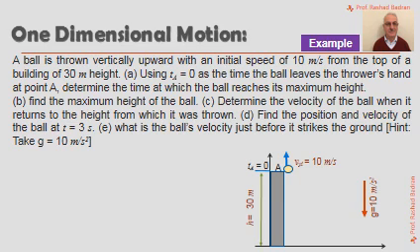Now the question is, in part A, you need to find the time at which it arrives at the maximum height, and part B, what is the maximum height it reaches. And then when it comes back at the same level as the thrower, it's required to find the velocity of the ball. And then part D, it's required to find the position and velocity of the ball after a flight time of 3 seconds. And finally, what is the ball's velocity just before it hits the ground?